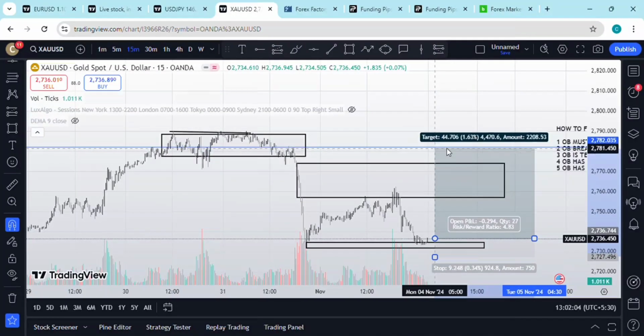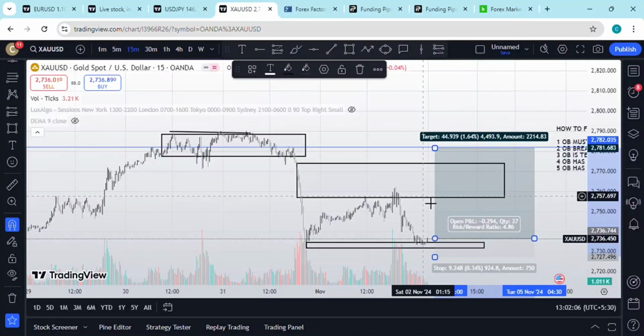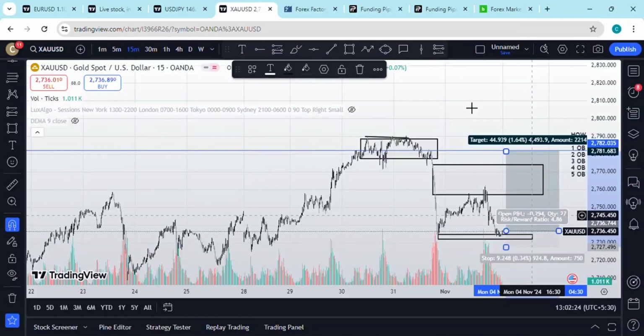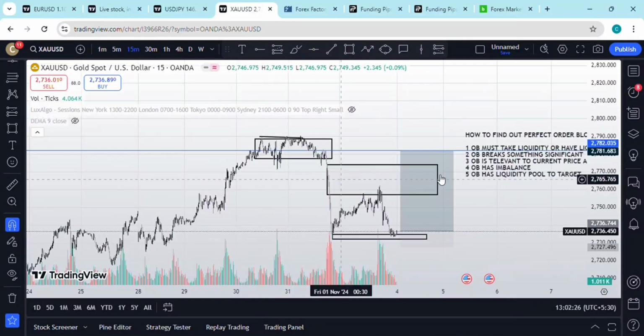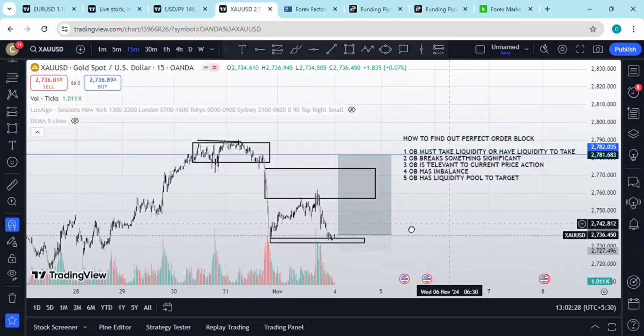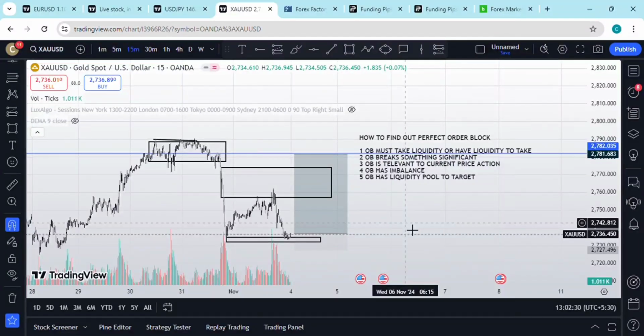Just let me explain why over here. If it breaks down the structure over here, then we have a clear zone. We don't have any liquidity left to stop the price. So it's going to be a 1 to 4 ratio trade, somewhere around 1 to 4. Yep, that's all the five points you should learn before you take an order block.